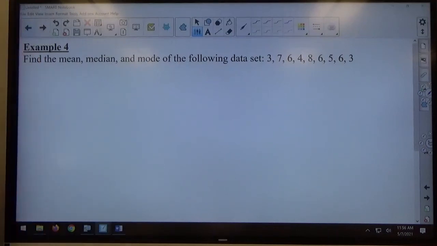Okay, so example 4 asks us to find the mean, median, and mode of the following data sets. We did mean and median yesterday. It's the same as it was. The data set there is 2 3s, 1 4, 1 5, 3 6s, a 7 and an 8.